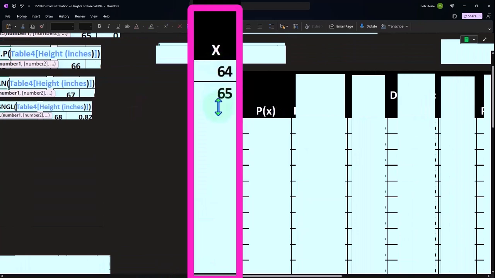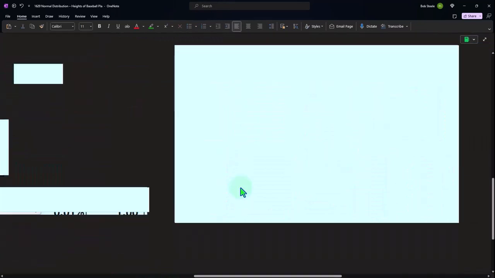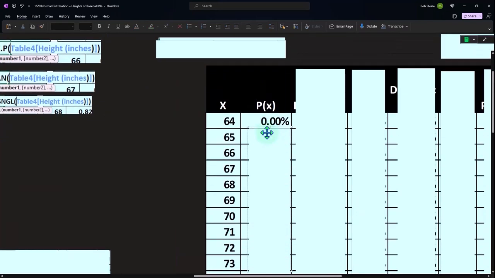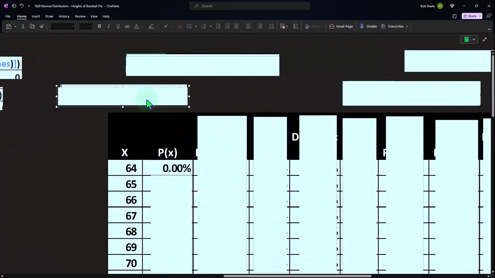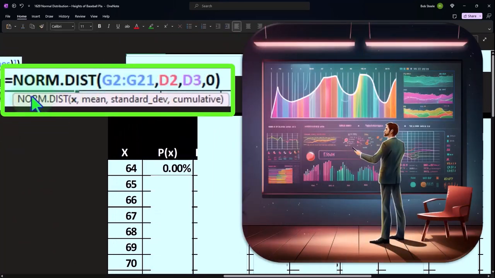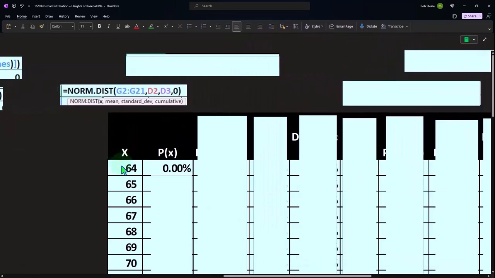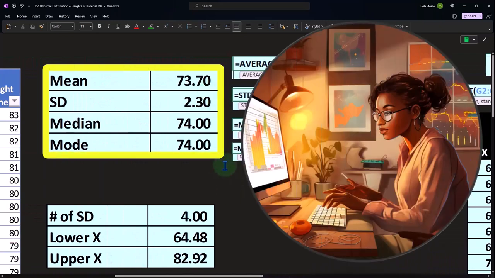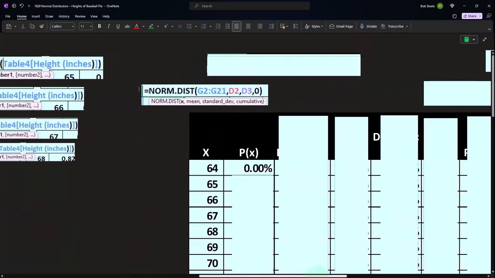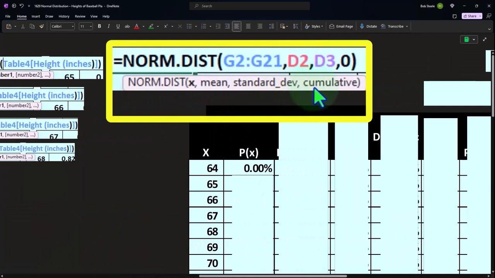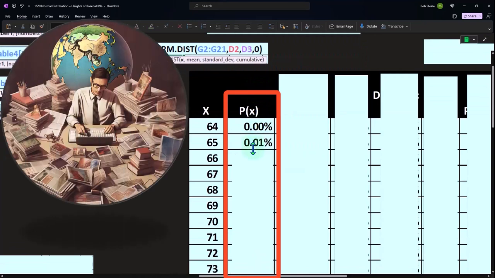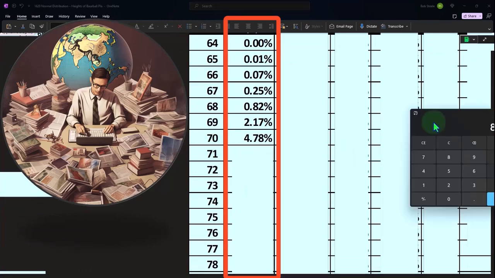So if I look at my x's, we're going to start at 64, and go all the way up to 83. Then we'll do our P of x calculations using NORM.DIST. NORM.DIST of the x, which in this case is 64, the mean is what we calculated over here, 73.7, standard deviation 2.3. And then, does it need to be cumulative? No, not in this case, so we want 0, I believe, false.